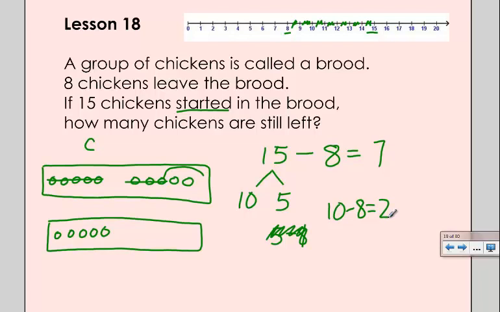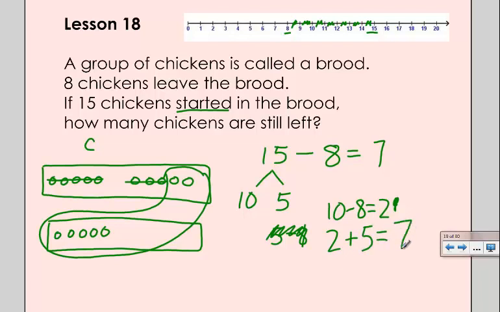But I still have even more left over because I haven't even touched the 5 down here. So I need to include those in my difference. So not only do I have 2, but I still have 5 more left. So I'm going to write a second sentence. The 2 I had left plus the 5 more I have left over means I have 7 left over. So I just checked my answer 3 different ways. I took from the 10, I counted on, and I used my picture.